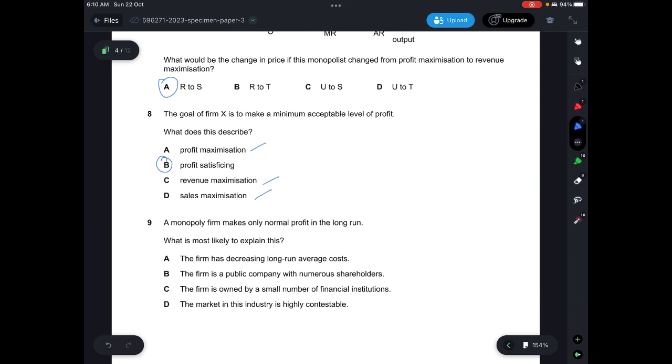Question 9, a monopoly firm makes only normal profit in the long run, and what is most likely to explain this? A says the firm has decreasing long run average cost. If there's decreasing long run average cost, there'll be a profit. B, the firm is a public company with numerous shareholders, they'll be making supernormal profit by now. C, the firm is owned by a small number of financial institutions. This is not the answer. And D, the market in this industry is highly contestable, which results in the firm having to reduce the price in order to maintain competitiveness. So this is the answer.